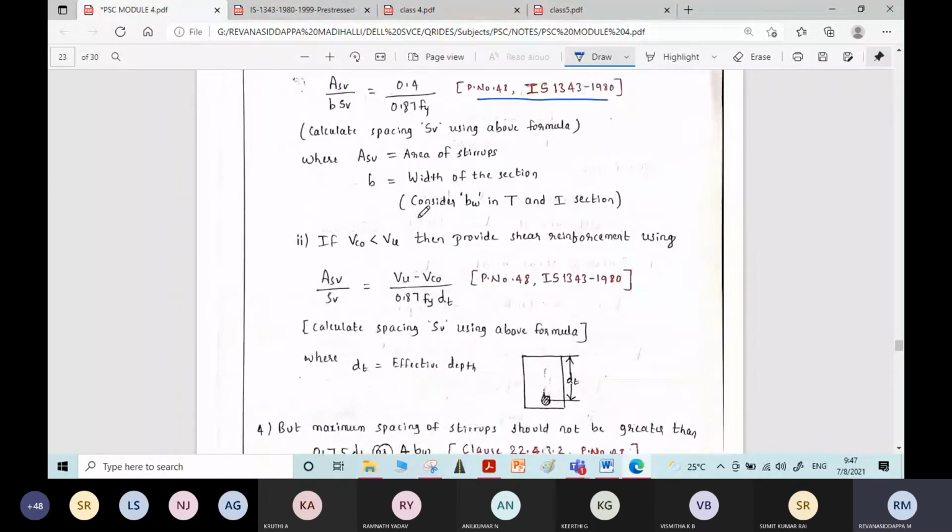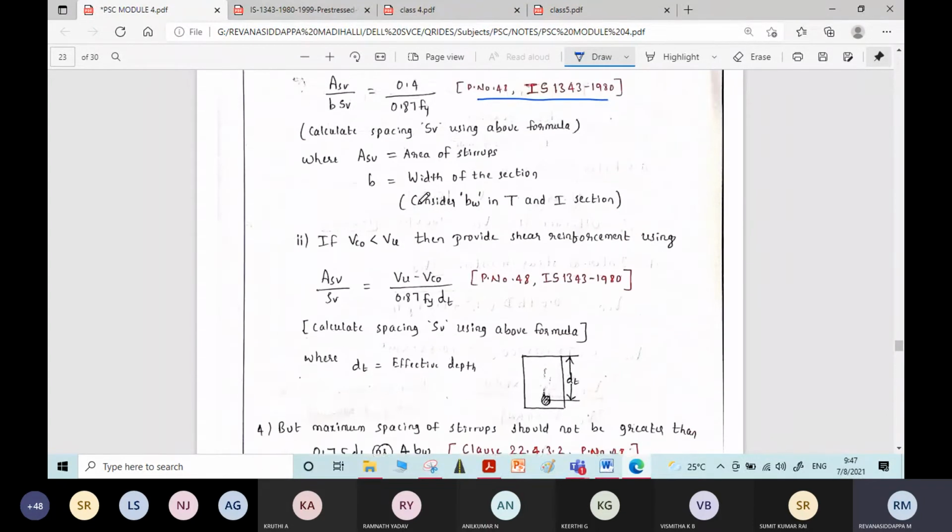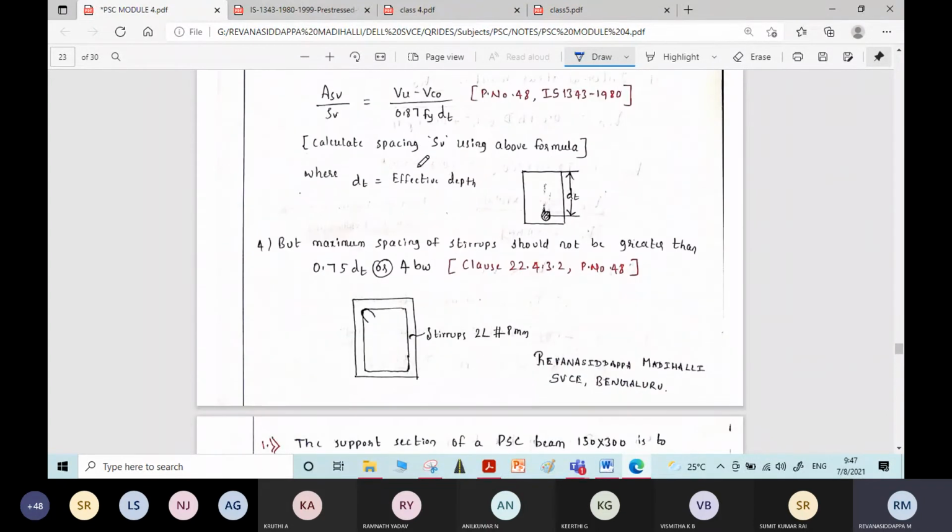This is the procedure we need to follow for design for shear in a PSC beam. Whatever spacing we have calculated using this formula should not be greater than these two values: 0.75 dt, where dt is the effective depth, or 4 bw, that is, 4 times the width of the web or width of the beam.